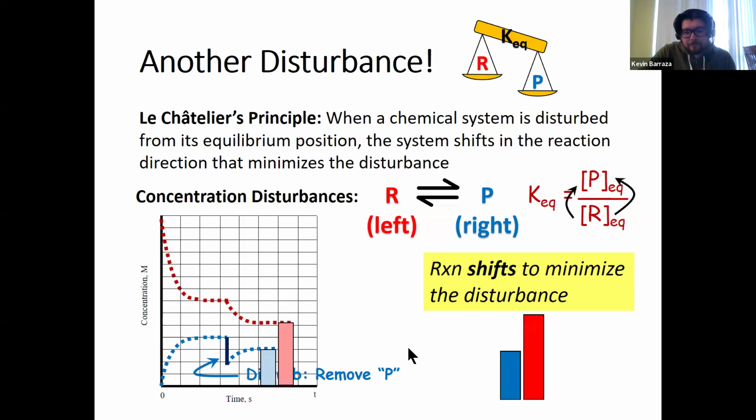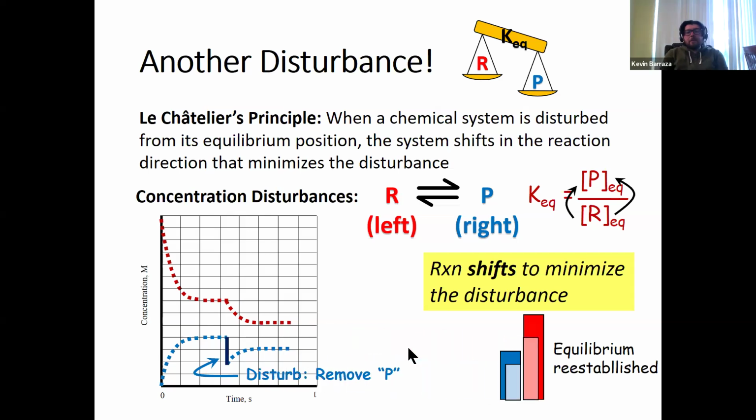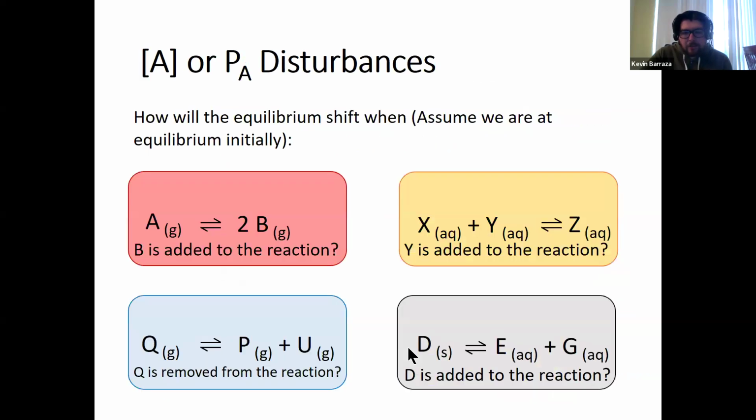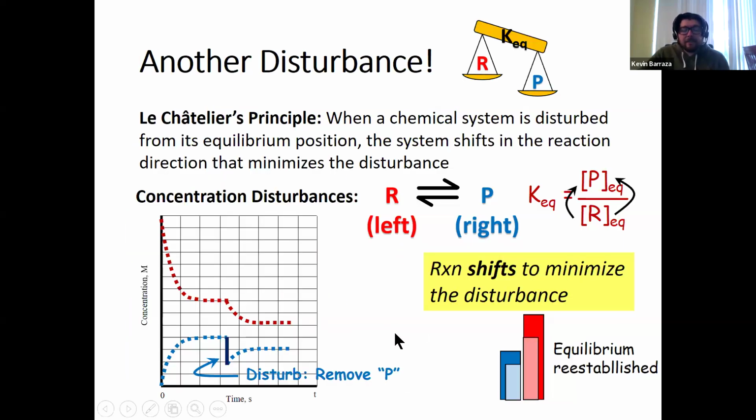Notice that they're different, but putting them on top of each other, while the bars are literally different sizes, the ratio of those bars, red to the smaller red and blue to the smaller blue, the ratio of those are going to be the same. So equilibrium is still established.